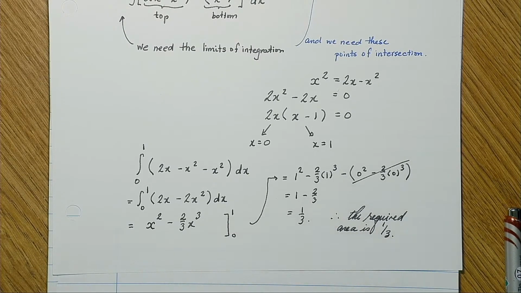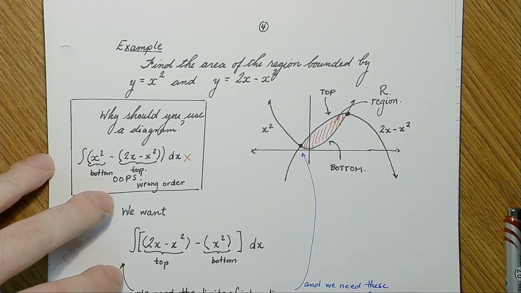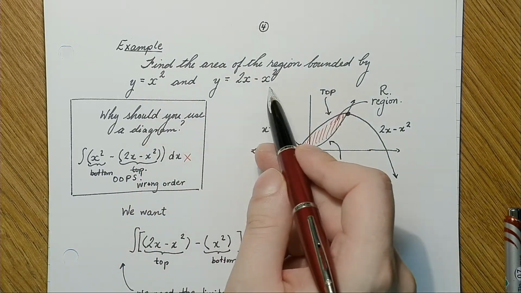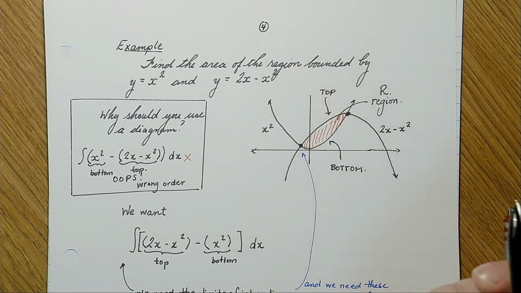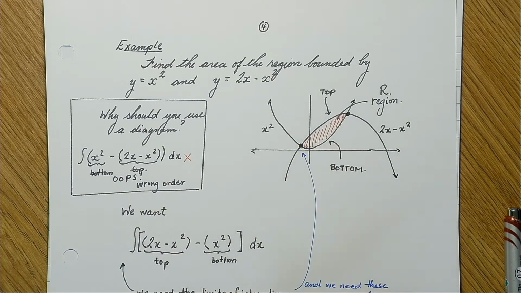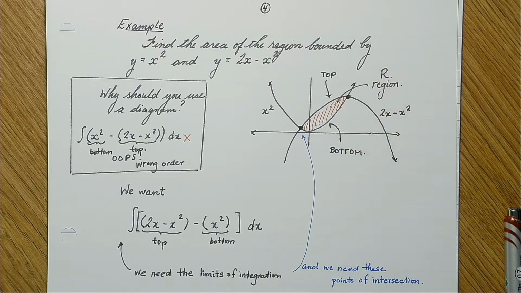So we did that one. Again, I would say just be very careful about which function is the top function and which function is the bottom function, and making sure that you have the correct order when you pick them. Just because they're presented this way, like with x squared and 2x minus x squared, that's not the order that you have to necessarily do it in. And when we don't have the limits of integration, that requires us to find them, and that will require us to find the points of intersection.